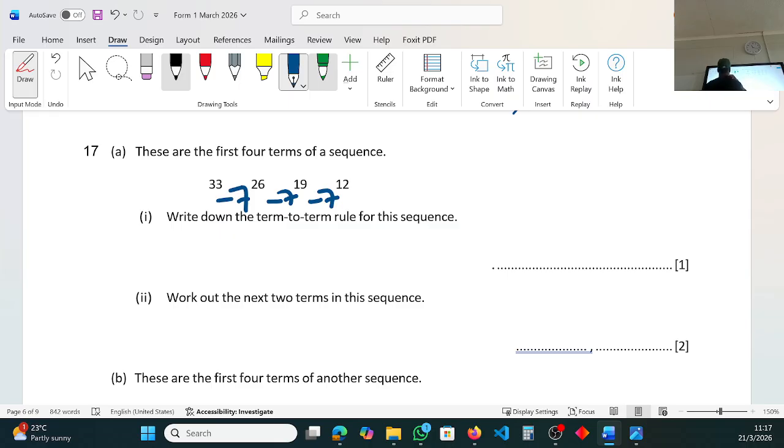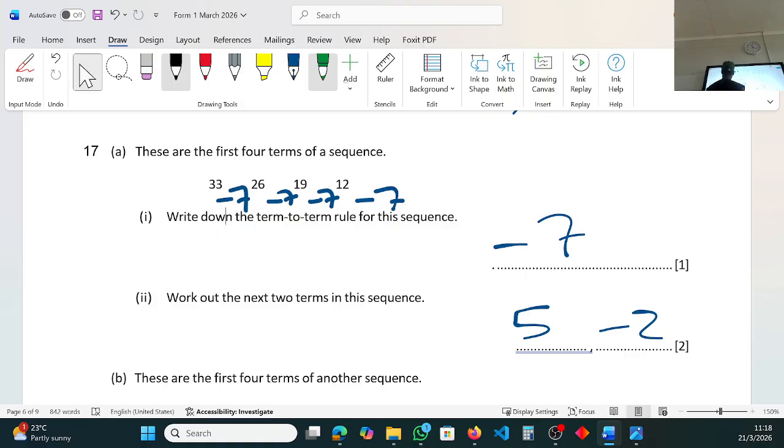We are required to write down the next 2 terms or the term-to-term rule of the sequence. So the term-to-term rule is what we are doing to get the next term. Then next question, we are required to work out the next 2 terms in this sequence. Well, if we continue subtracting 7 like this, from 12, if we subtract 7, the result is going to be 5. So 5 is going to be our next term. And because we want the next 2, from 5 we subtract 7 again, it gives us -2. Those are the next 2 terms of the pattern.